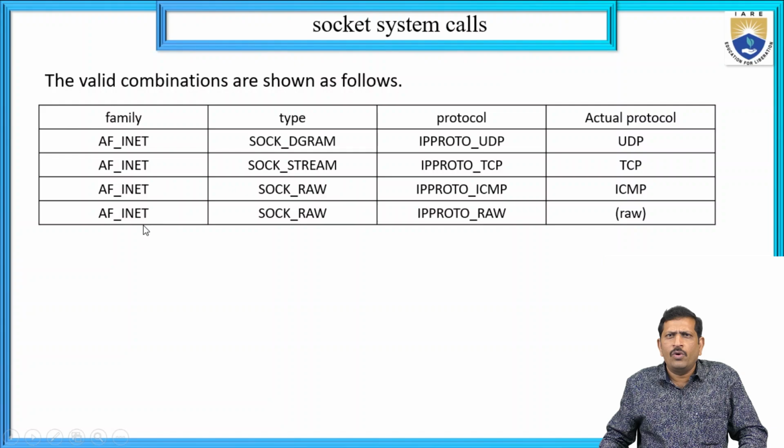AF_INET the family, where the type is SOCK_RAW and the protocol is IPPROTO_RAW. Here the protocol is the raw protocol, which we can use for establishing the communication from client to server. These are the protocols. By using these protocols we can effectively establish the communication between client and server.